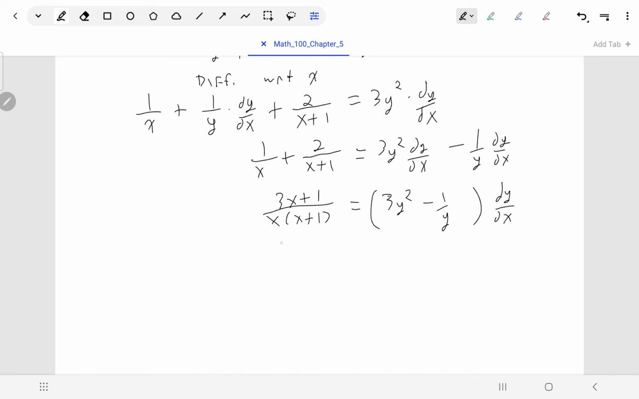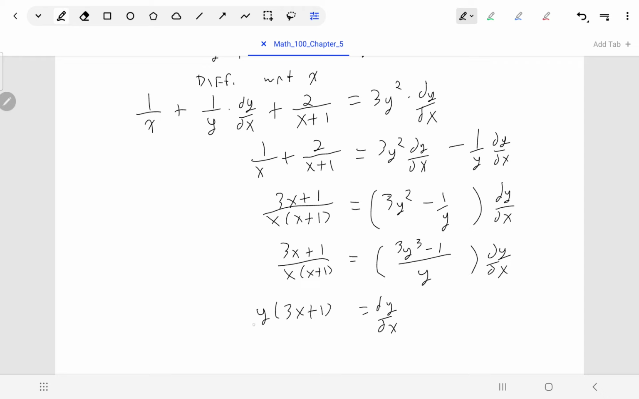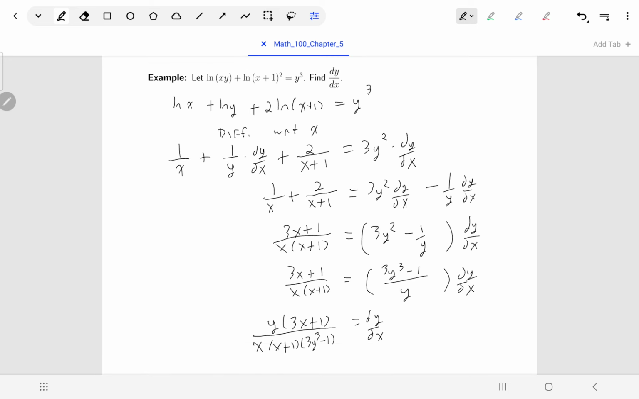And I could do the same sort of thing that I did on the left side, make common denominators and combine everybody together. And so if I were to do that, then that would give me a 3y cubed minus 1 over y. And so now if I wanted to go and solve for dy/dx, I just need to divide the left side by this big fraction, and that'll give me a y times a 3x plus 1 in the top, and x plus 1 times 3y cubed minus 1 for the bottom. And there we go. We have our derivative of y with respect to x, and we found it implicitly.